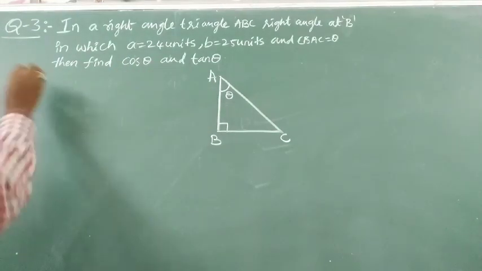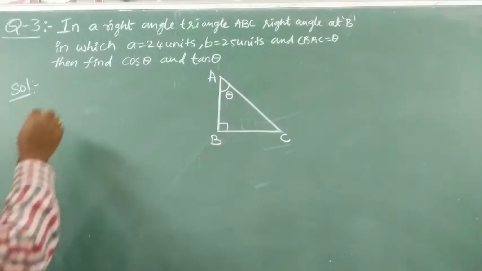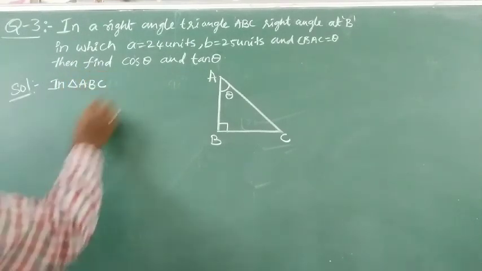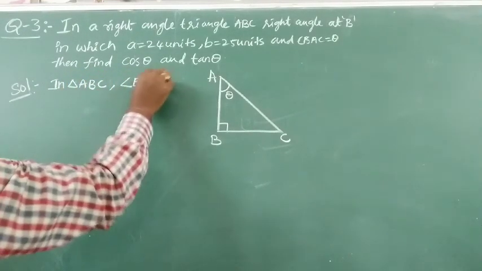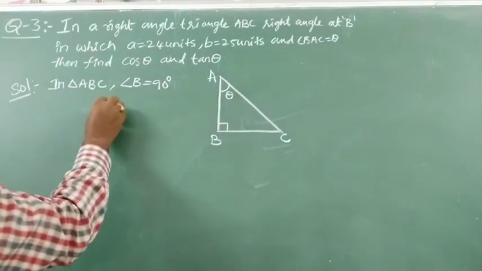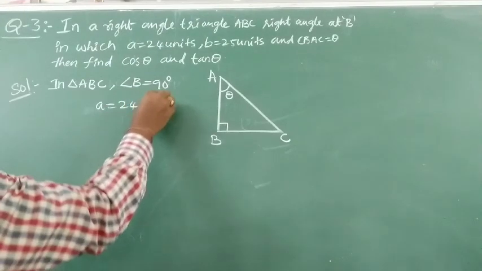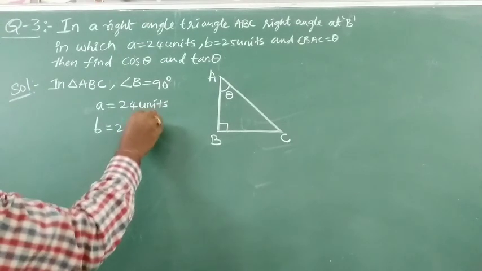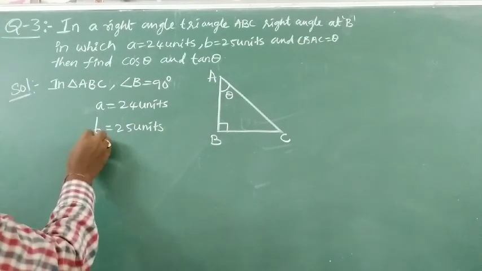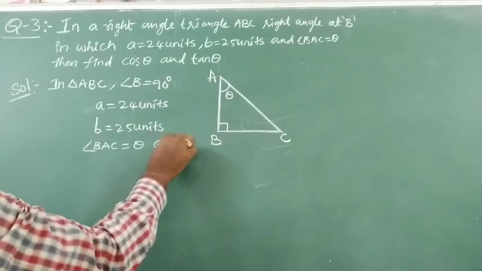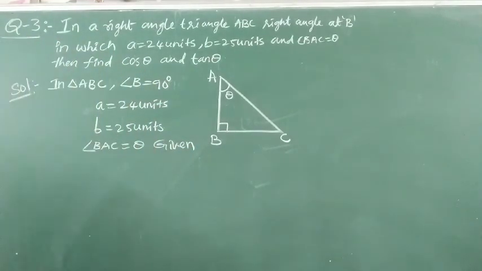So in the solution, first, what is given in triangle ABC? In triangle ABC, angle B equals 90 degrees, right angle at B. Small a is given as 24 units. Small b is given as 25 units. Angle BAC is theta. So these are the given values. Now we have to find cos theta and tan theta value.